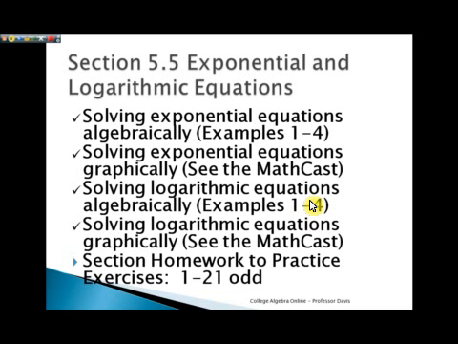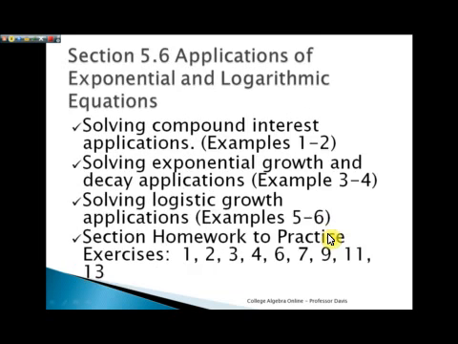You want to also take a look at the examples for solving logarithmic equations there. For homework, we want to try exercises 1 through 21 odd on page 264 in the summary notebook, ebook screen 5.5-19.